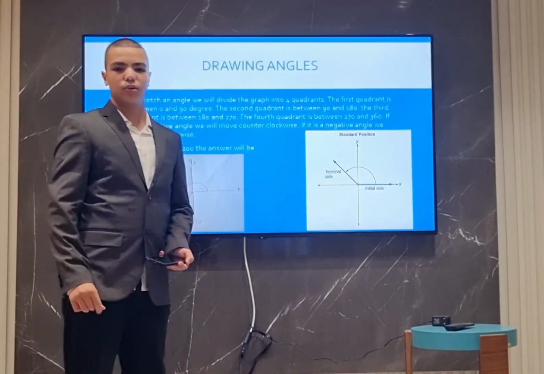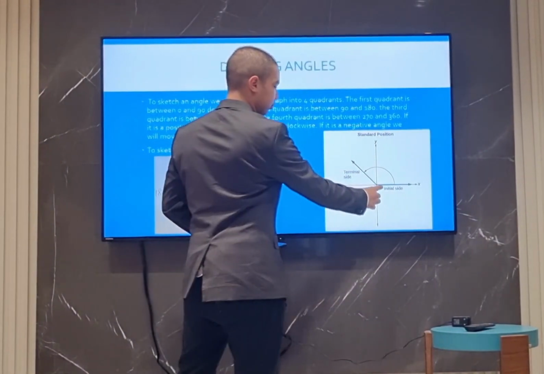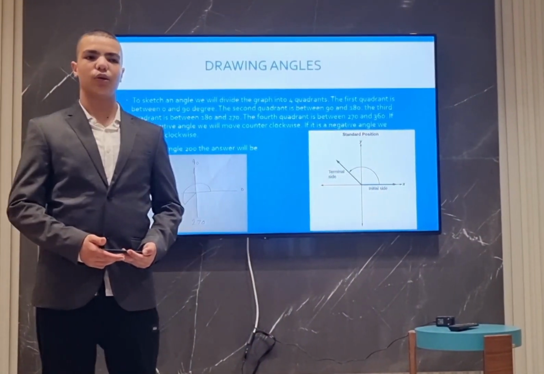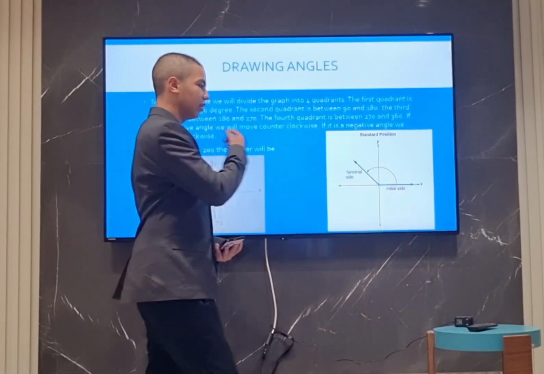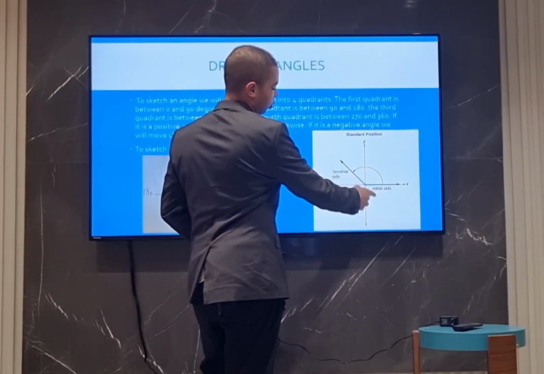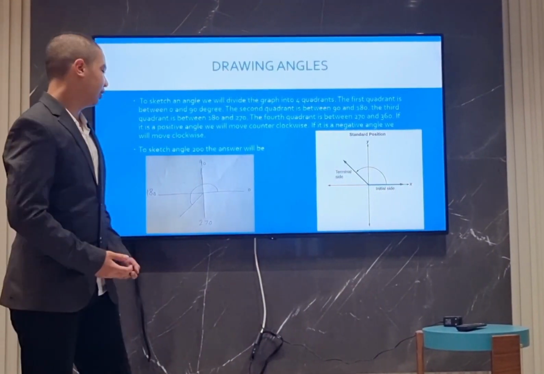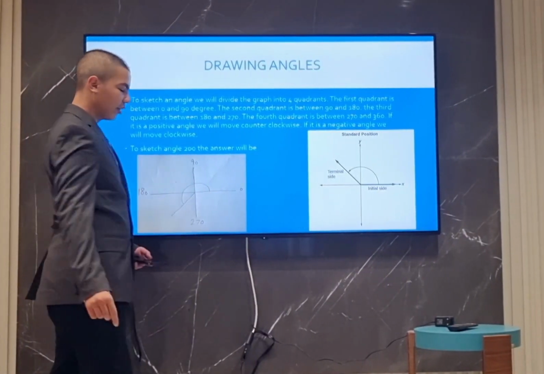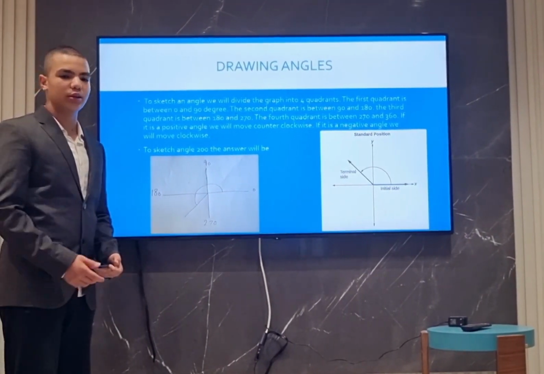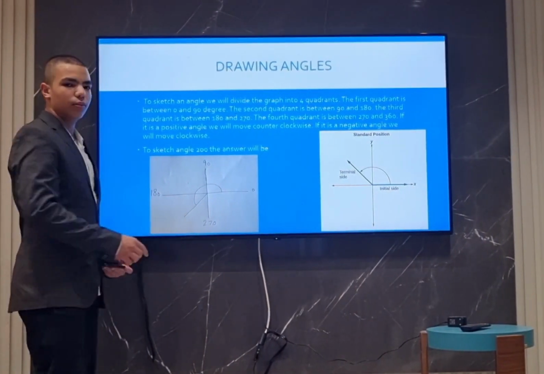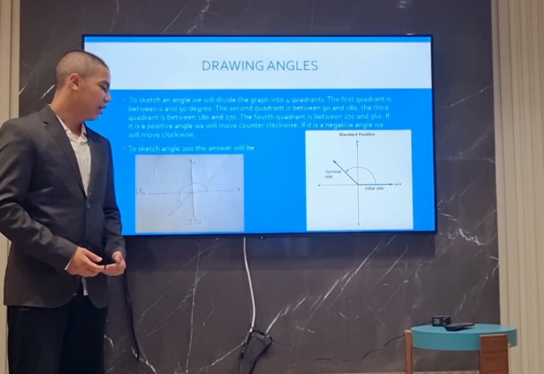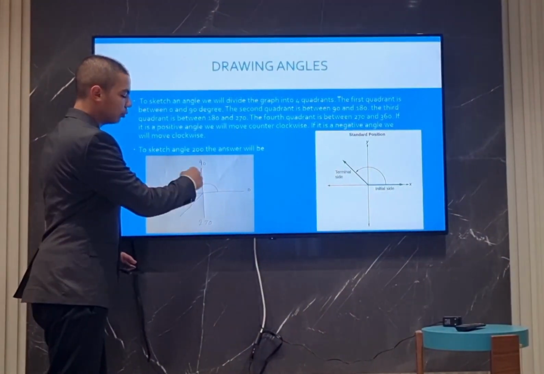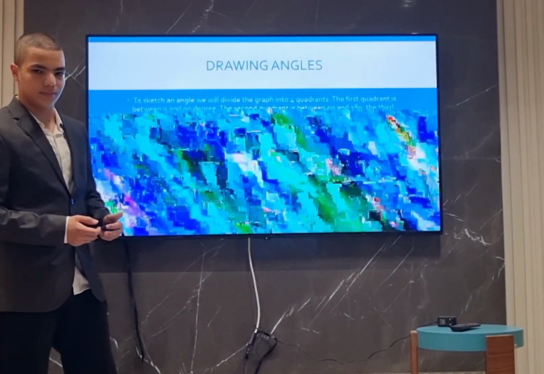To draw the angle, we first draw the initial side, which is this side. Then we see which quadrant it is in, draw a line in this quadrant, and connect the two lines that we drew. If you are given angle 200 and we want to sketch it, first we draw the initial side. Then we see which quadrant it is in. It is in quadrant 3 because it is between 180 and 270. So we draw a line in quadrant 3. Then we connect the two lines and move counterclockwise, like we did here.